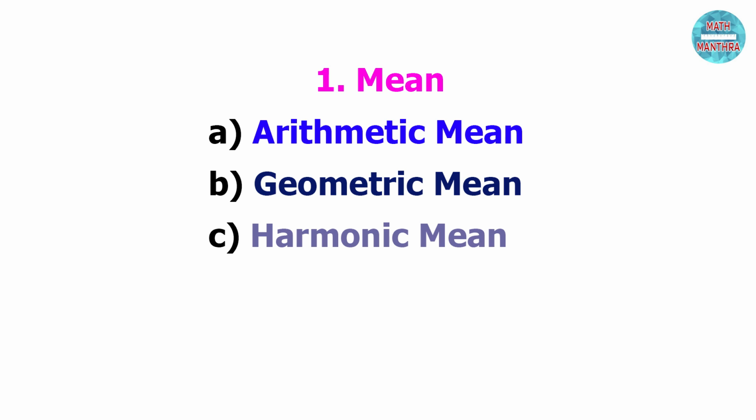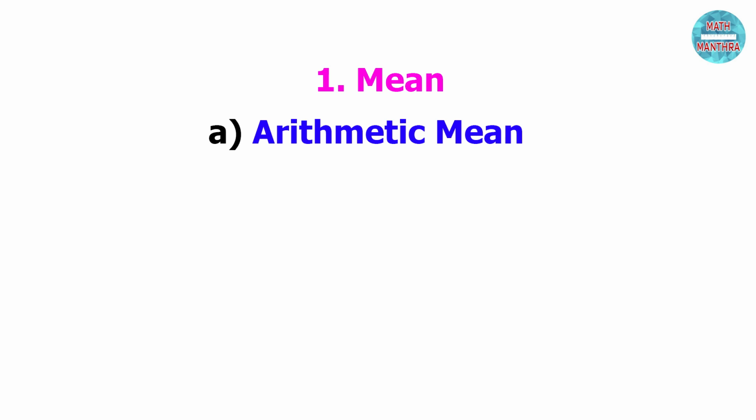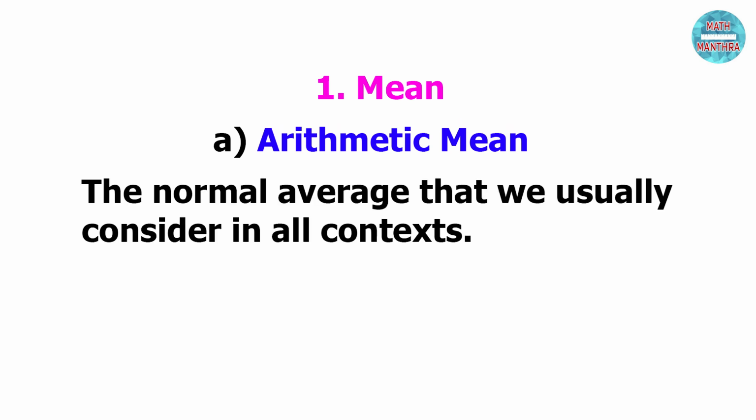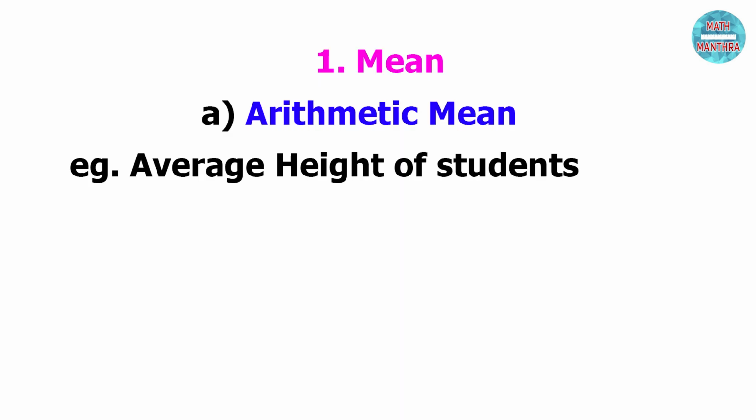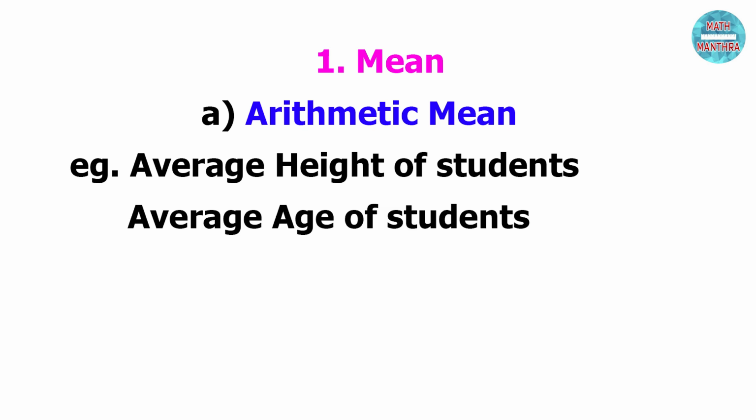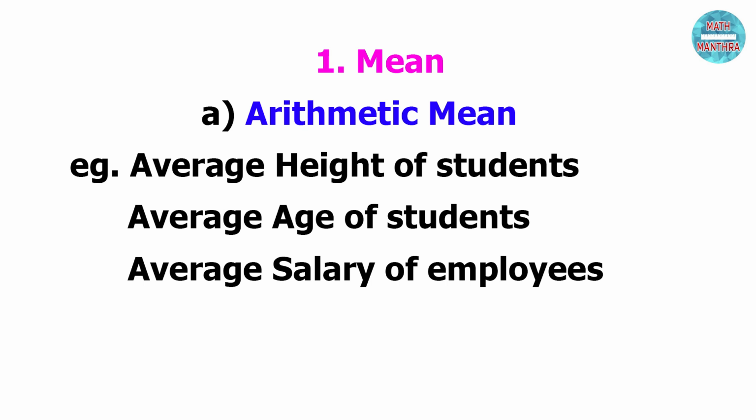So consider the first one, which is arithmetic mean. Now, arithmetic mean is nothing but the normal average that we usually consider in all contexts. Say, for example, average height of students, average age of students or average salary of employees. In all these cases, the average that we are taking is the arithmetic mean of those observations.